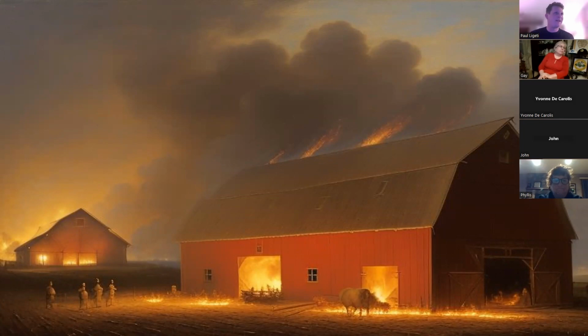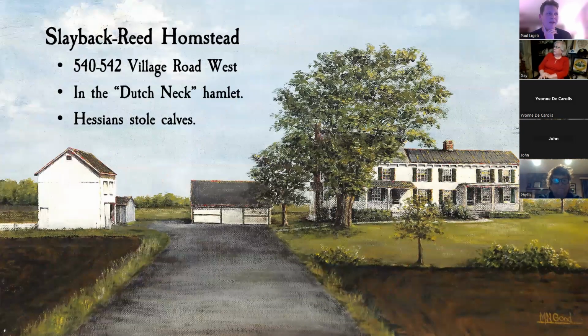So in the next slide, you can see a farm that I know at least some of you recognize very well. This is the historic Reed Slayback Homestead, which is one of West Windsor's very oldest houses, and it was probably built in the 1750s or 1760s. It stands at 540 to 542 Village Road West in the historic Dutch Neck community in the center of West Windsor, around the intersection of South Mill Road and Village Roads East and West. This farm is not exactly there, but it's just a few minutes down the road.